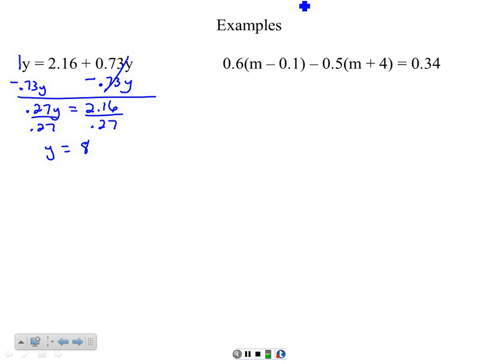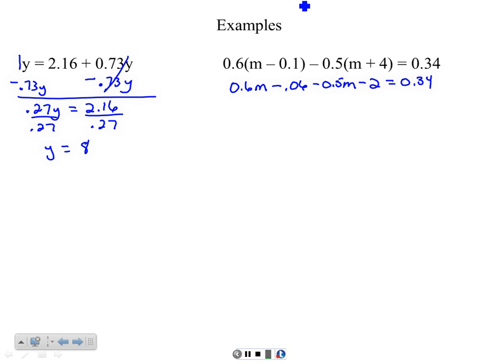Alright, for the problem on the right, we're going to use the distributive property. So we're going to distribute 0.6 times the group of m minus 0.1, and I'm not going to get rid of the decimals. I'm just going to do the straight up algebra. So 0.6 times m is going to be 0.6m, and 0.6 times negative 0.1 is going to be negative 0.06. And then the negative 0.5 times m plus 4 is going to be negative 0.5m, and negative 0.5 times 4 is going to be a negative 2, is equal to 0.34.